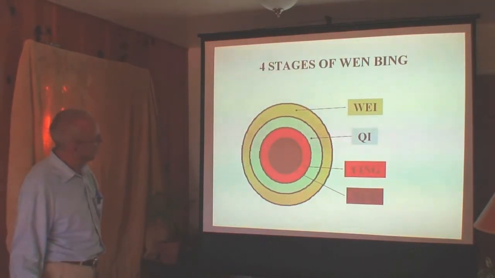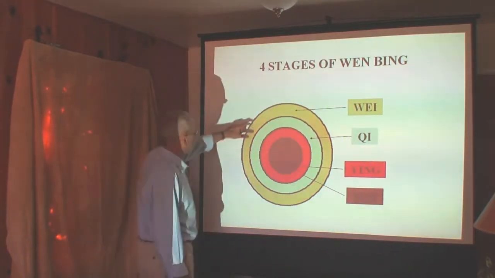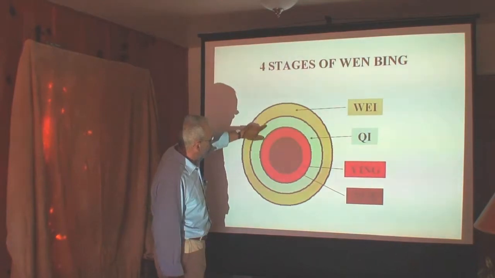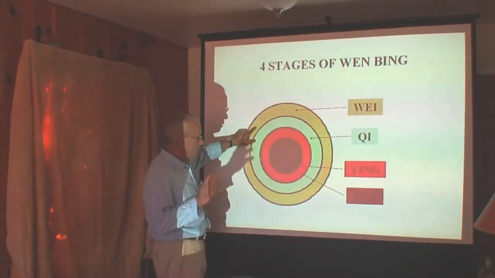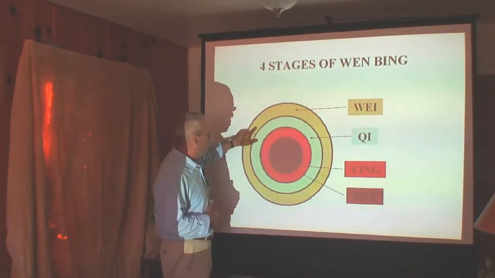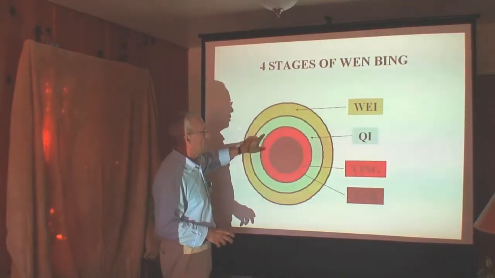And these are the 4 stages. We can see them as concentric circles. That's the exterior, and that's how the pathogenic factor penetrates from the Wei, Qi, Yin, to the blood. And by definition, our aim in treatment must always be to stop it at the Wei level. If you can't stop it at the Wei level, stop it at the Qi level.